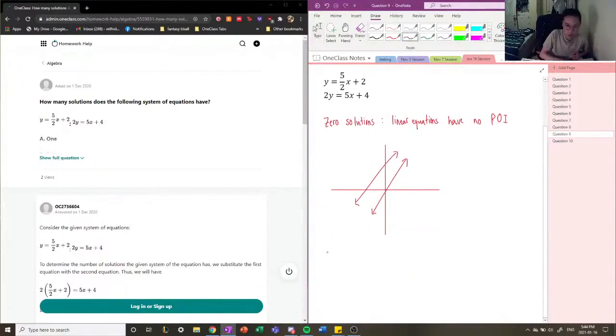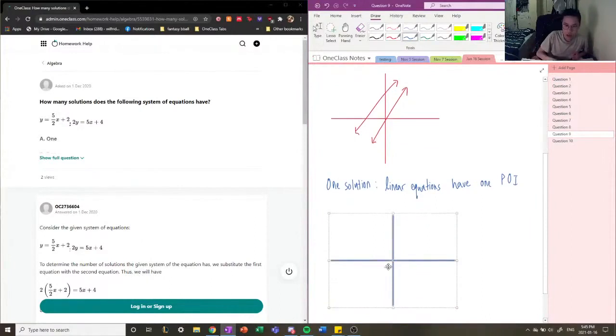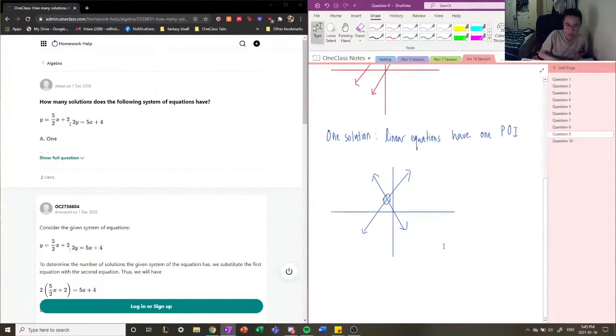So, if there's one solution, that means the linear equations have one point of intersection. Okay? That means if I were to graph it out, they're not parallel to each other, they don't have the same slope, so they look something like this. It could be a positive, negative slope, it could be positive, positive, doesn't really matter, but there's one point of intersection here.